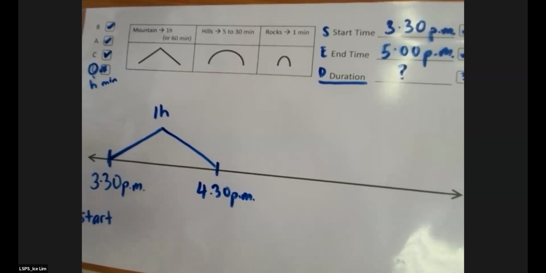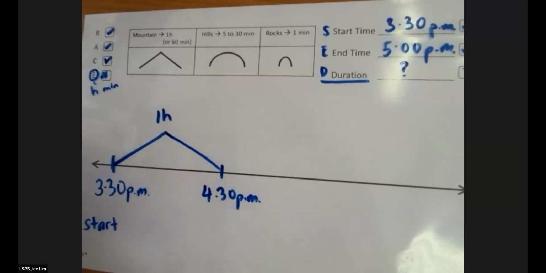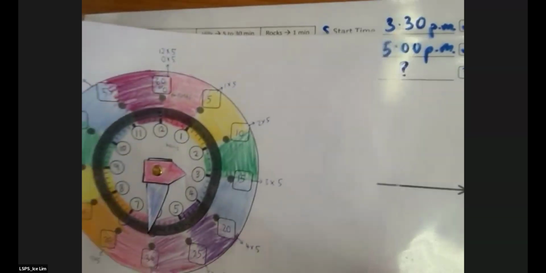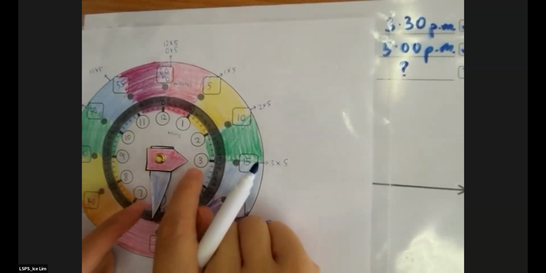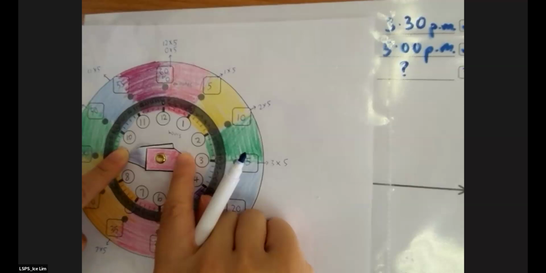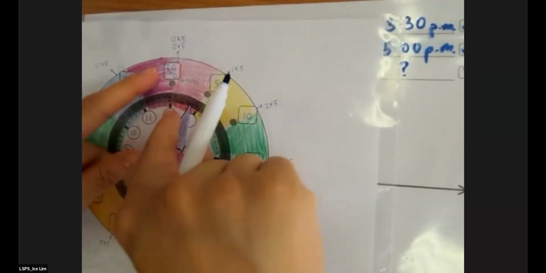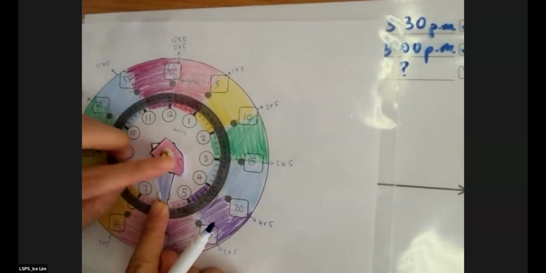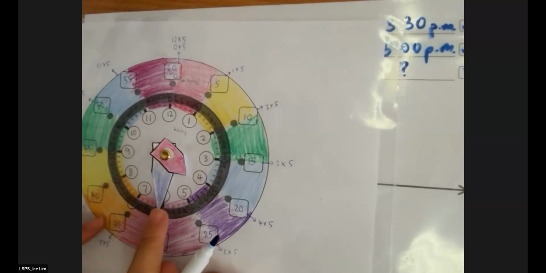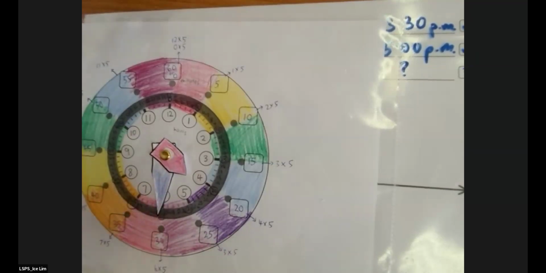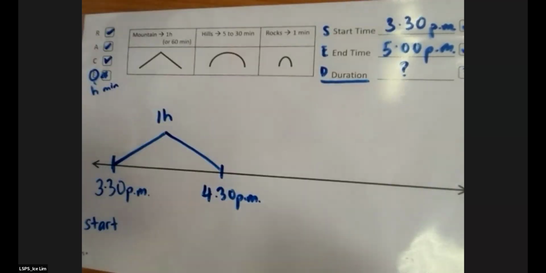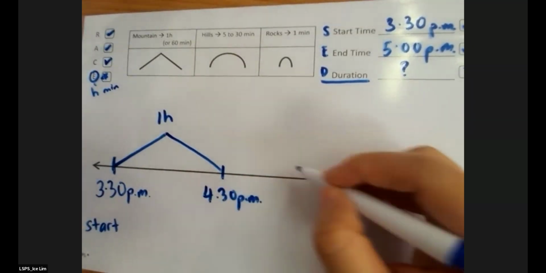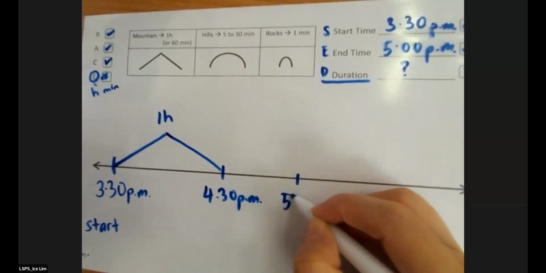I can use my clock to check here. If you are not sure of the time and you find that it's difficult, I can use my clock face here. 3:30, and then the minute hand goes one round, it should come back to 30, but the hour hand is no longer pointing at 3, it points at 4:30. So that's 1 hour. Then from that 4:30, I need to get to 5 p.m.